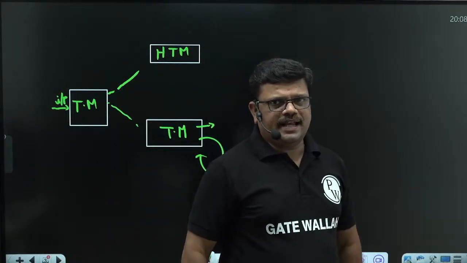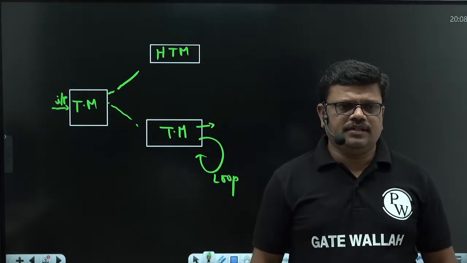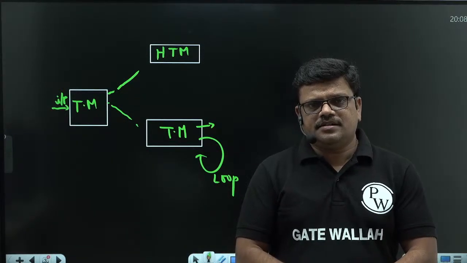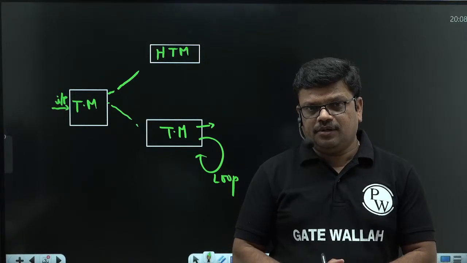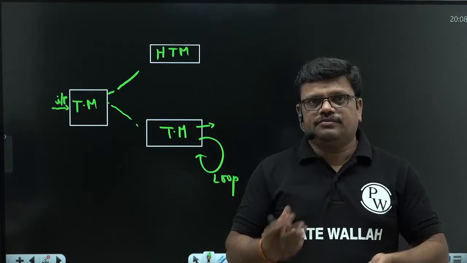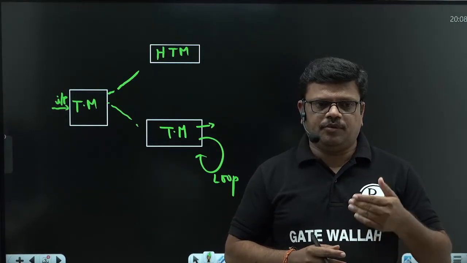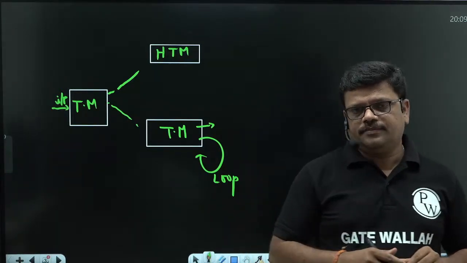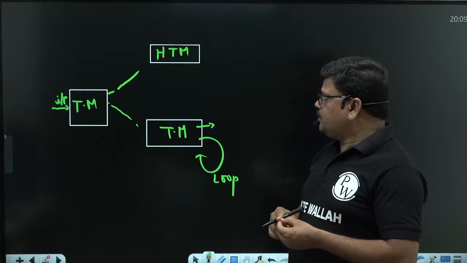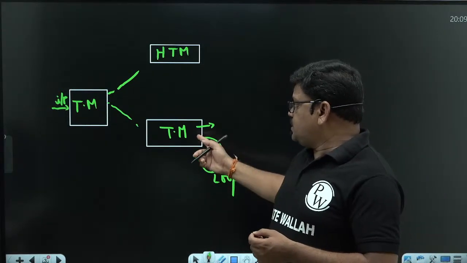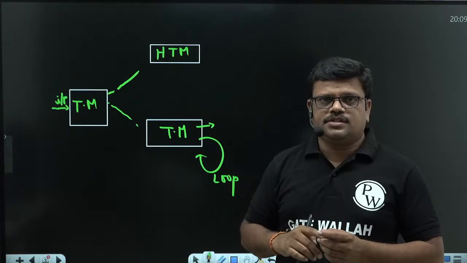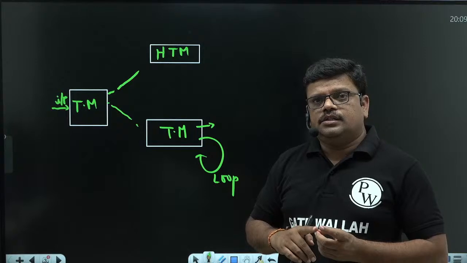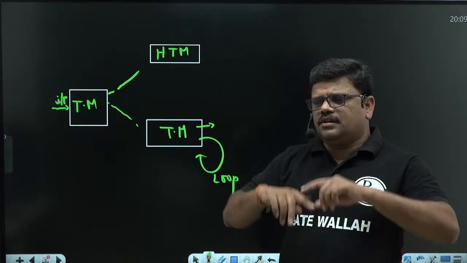How did we make the classification of CFLs and DCFLs? Generally, the classification of CFLs and DCFLs is made because of their different powers. The expressive power of DPDA and the expressive power of NPDA are different. Based on this, here also, if you observe, the expressive power of this Turing machine is more than the expressive power of the halting Turing machine. Expressive power means the number of languages accepted.